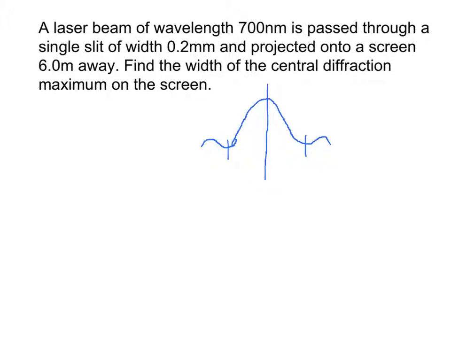So to solve this problem, what we have to do is find the distance from the center of the bright maximum out to the first minimum. And then, of course, once we've done that, we've got half of it solved, and we have to multiply it by 2 to get the full width. This area here we will call y, the distance from the center to the first minimum.